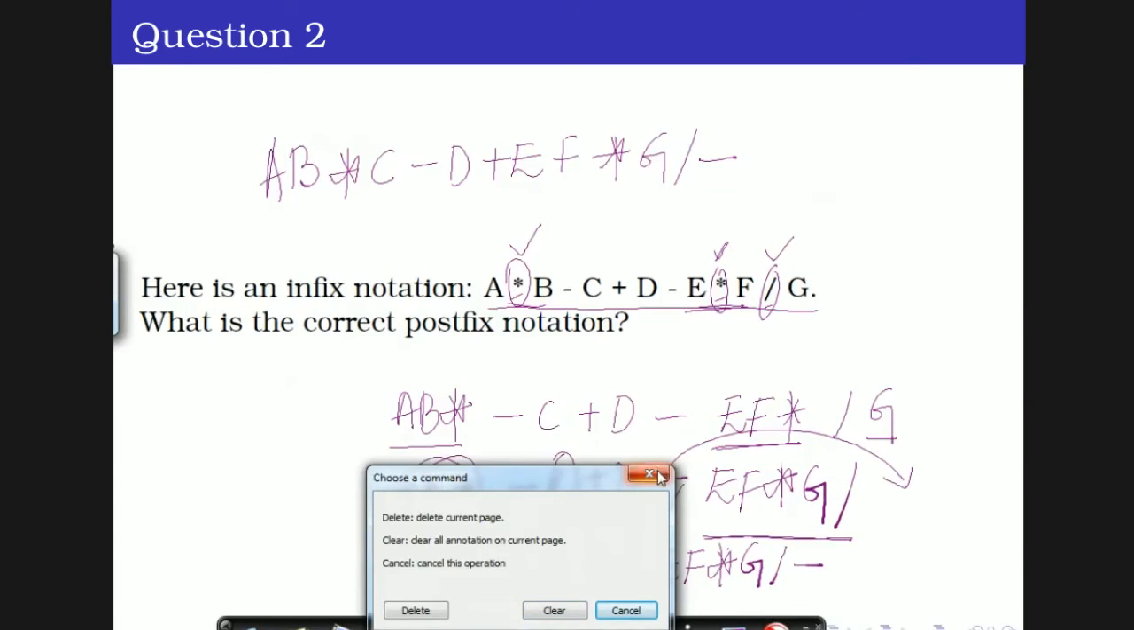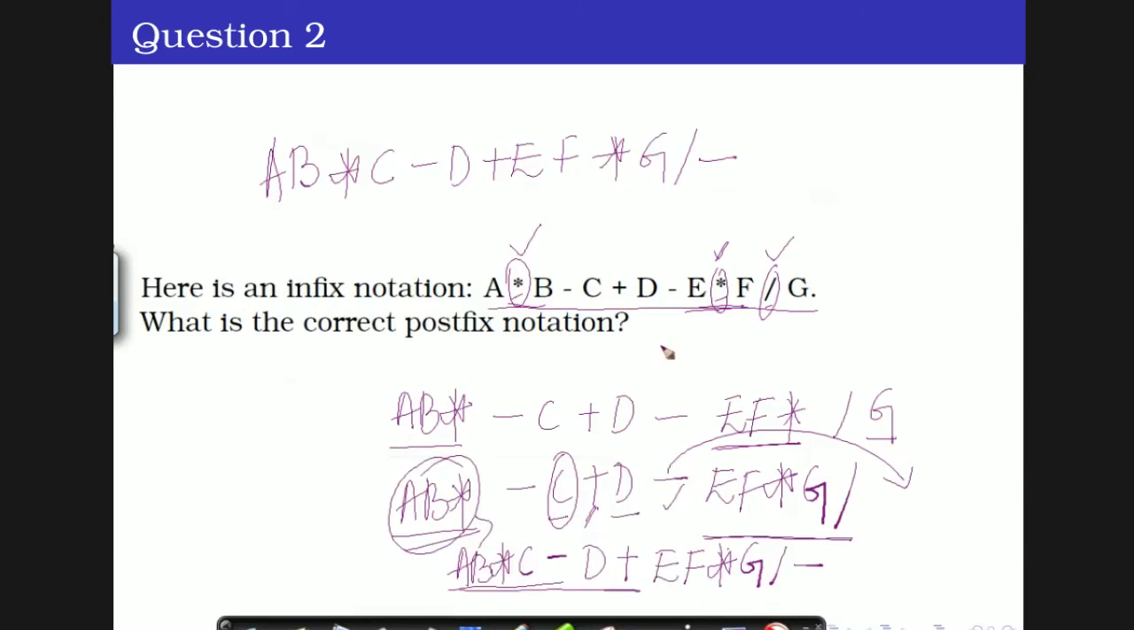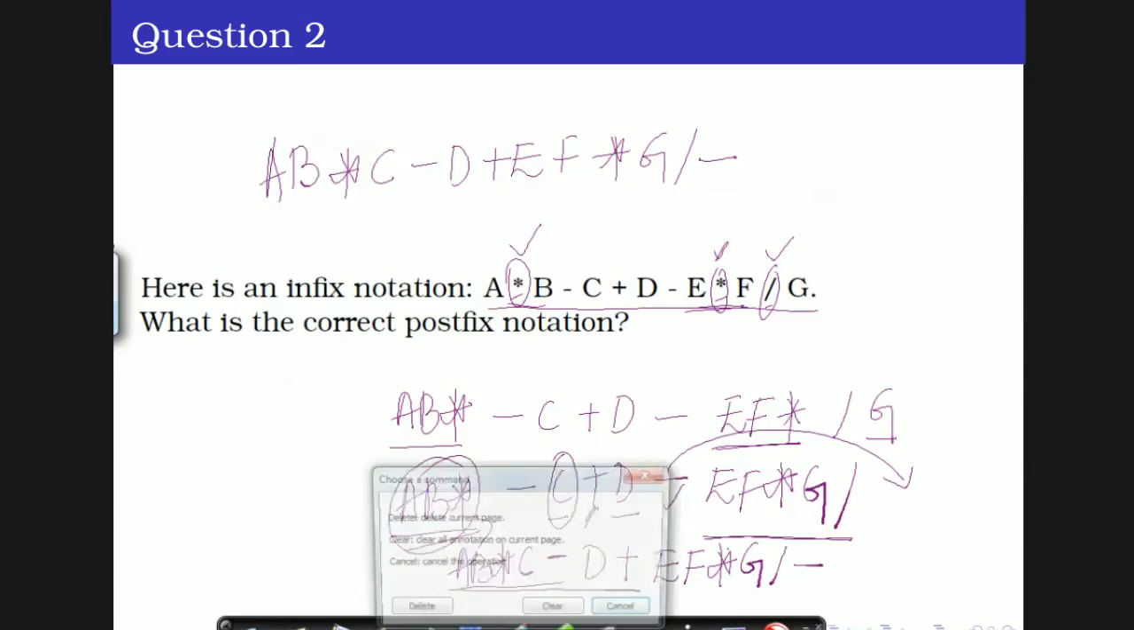Always make sure that you check each operator, scan or read the whole expression, and then evaluate or try to convert the right operator first, and then move on to the next operator for conversion. Then only we will get the right expression.